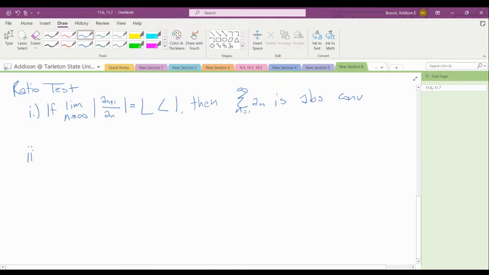Our second piece states that if our limit as n goes to infinity of the absolute value of a sub n plus 1 over a sub n is equal to a finite L, but that L is greater than 1, or if the limit as n approaches infinity of our ratio is equal to infinity, then our series will diverge automatically.